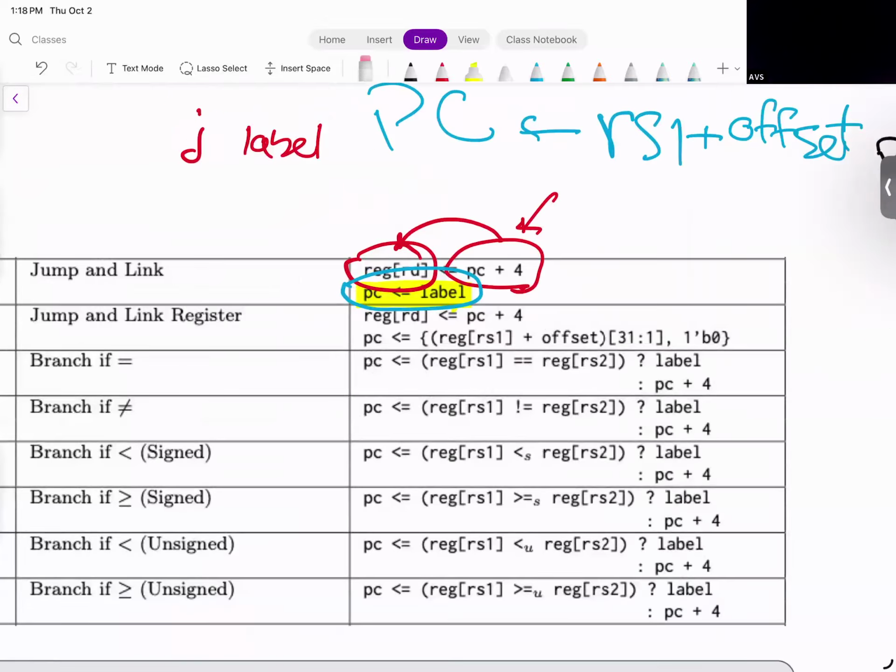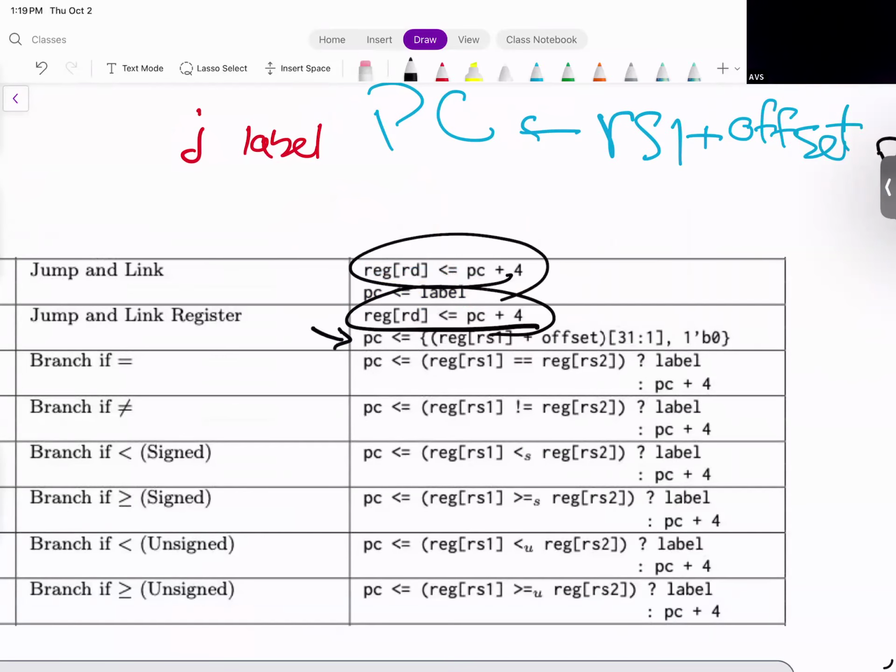As you can see, this top part, the linking part, is exactly the same. The difference is this PC part. This one takes RS1 and offset and writes it to the PC. The other one is just taking the label and writing it to the PC.